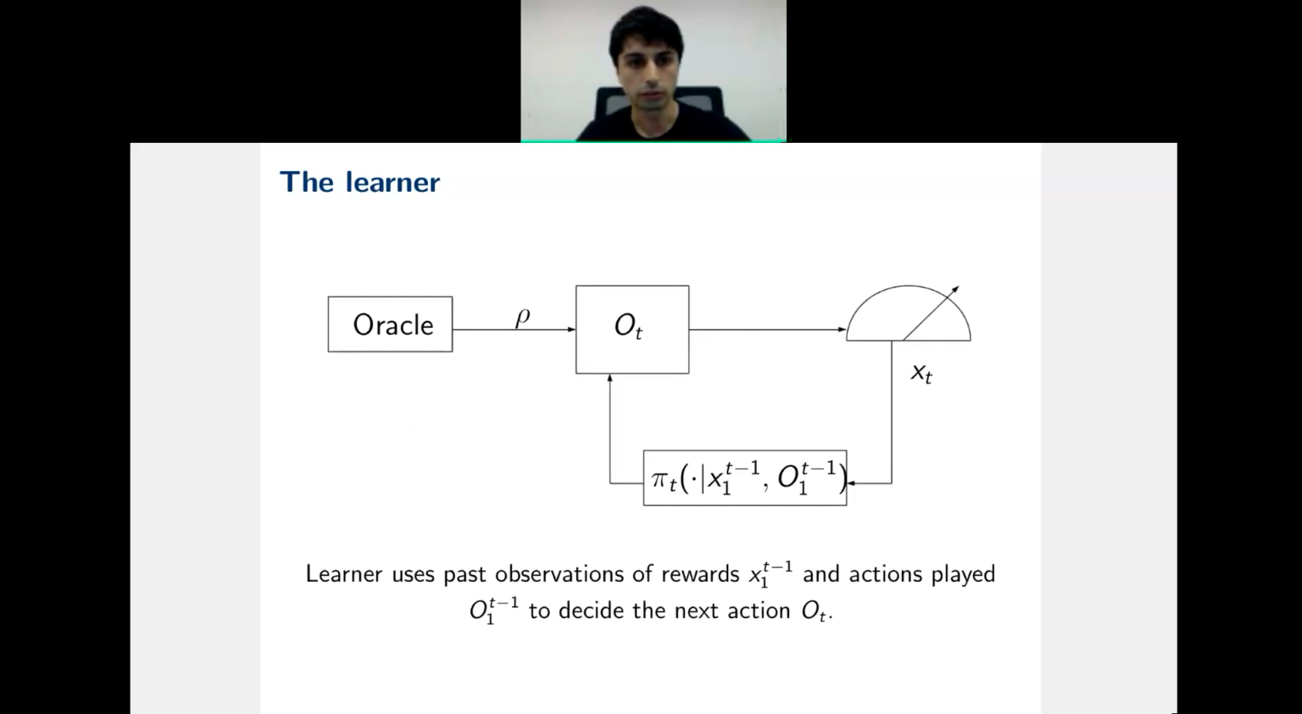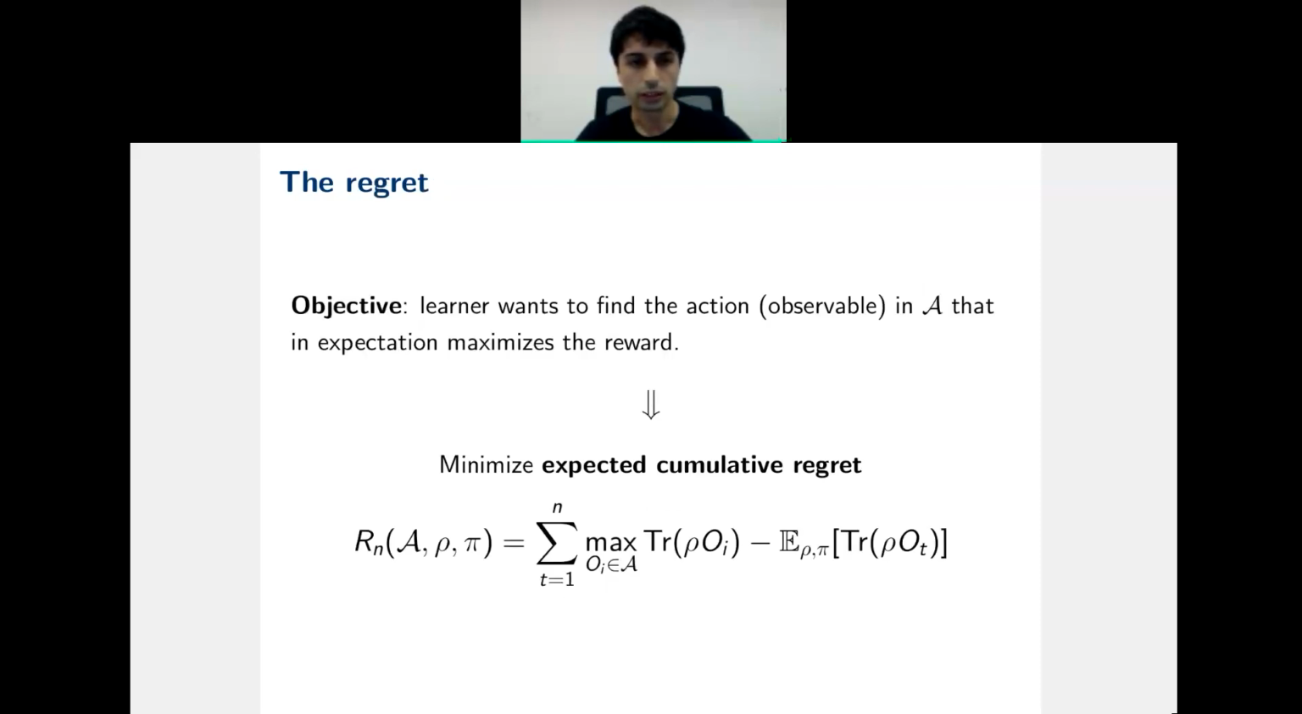Now, what is the objective? This is a scheme of how it works. The learner uses the past observations in order to decide the next observable to pick from the action set. So the learner wants to find the action, the observable in the action set, that in expectation maximizes the reward. This means that it wants to find the observable that has maximum overlap with the unknown quantum state. This is equivalent to minimizing the expected cumulative regret, which is the following expression that we have here.